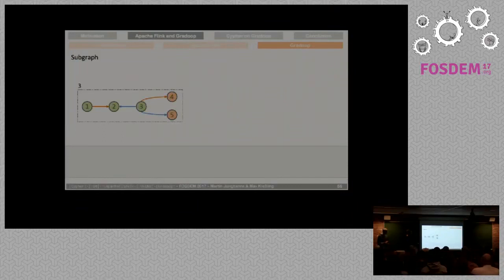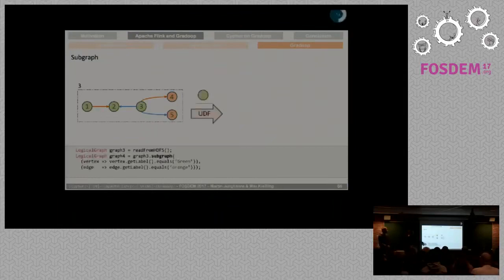So the input here is a logical graph. We have different kinds of labels. So the colors are the labels on these vertices and edges. And what you do as a programmer, you just say, okay, I have my logical graph. I load it from HDFS. It's just a method here, but there's a bit more happening. And you say, okay, my graph.subgraph, and then you give two predicates, so it's two lambdas, which are just filtering functions for vertices and edges.